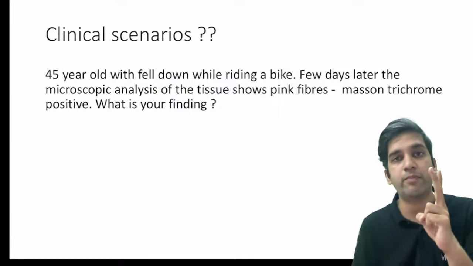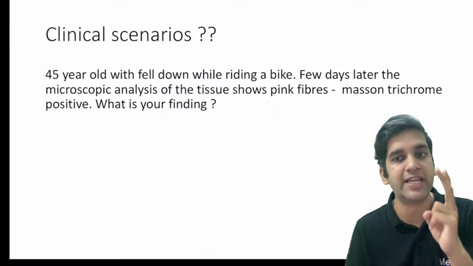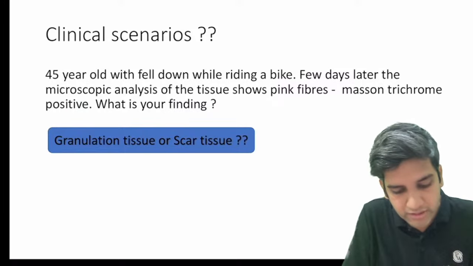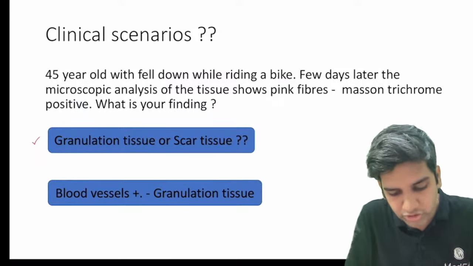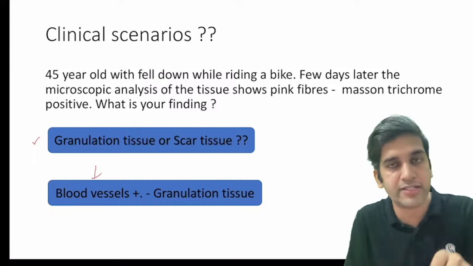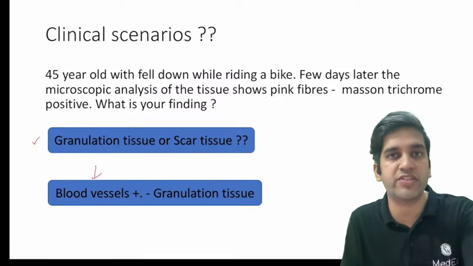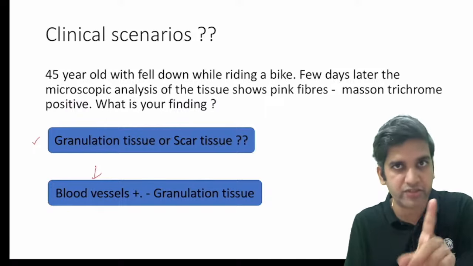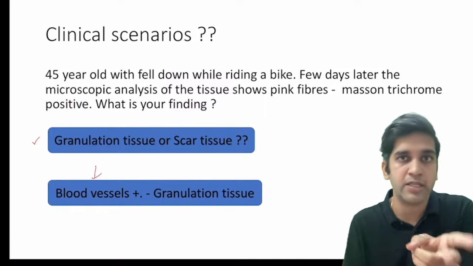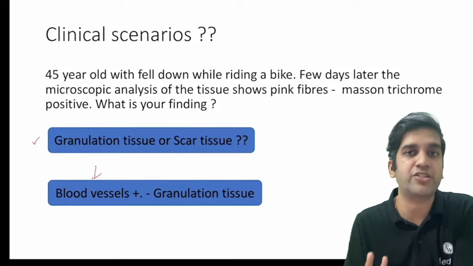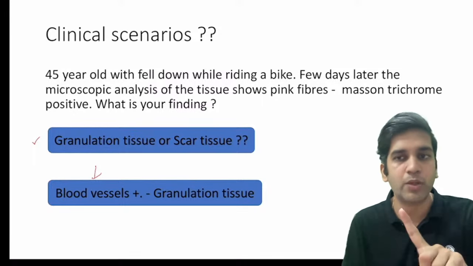So there are 2 steps in wound healing which can have collagen. Please read carefully. If you have both blood vessels and collagen, think of granulation tissue. If you see only collagen, think of scar tissue, because granulation tissue will also have collagen, and scar tissue will also have collagen. But scar tissue will not have a good amount of vascularity. It's an avascular structure, right? Just one more leading question.